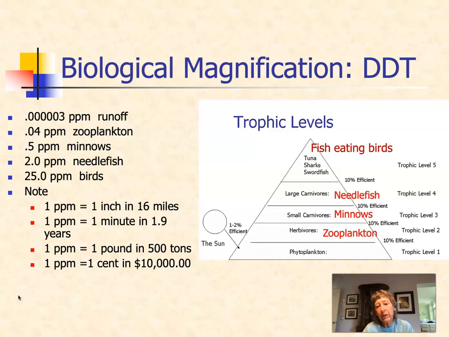Because think about it. Think about how many tiny pieces of zooplankton a minnow would eat in its lifetime. And since it's fat soluble, this stuff just stays in the fats of the body of the animal. So the minnows concentrate that, and how many minnows will a needlefish eat in its lifetime? And so as you move up the food chain, the chemical becomes more and more concentrated.